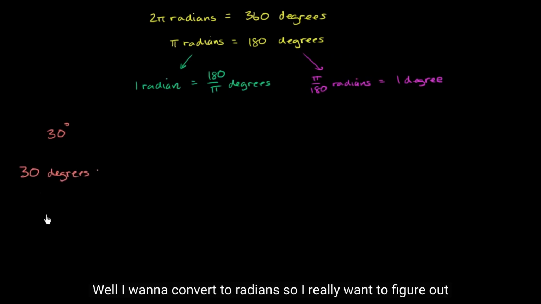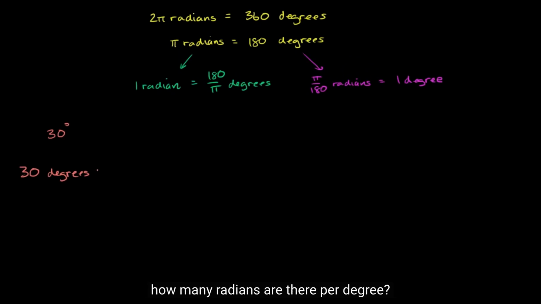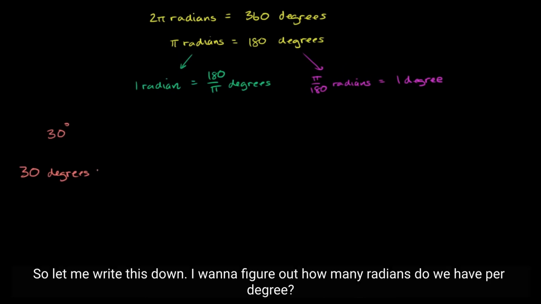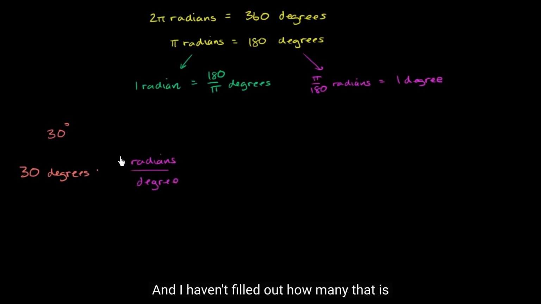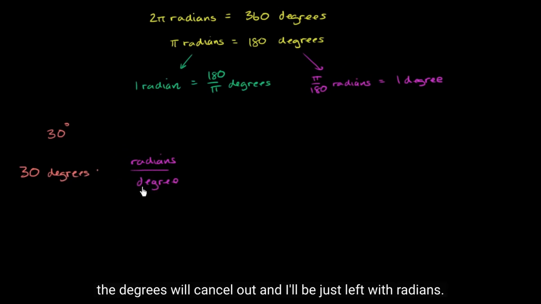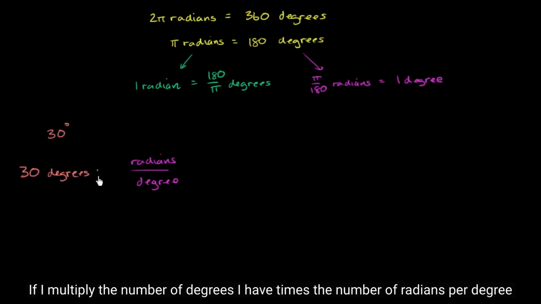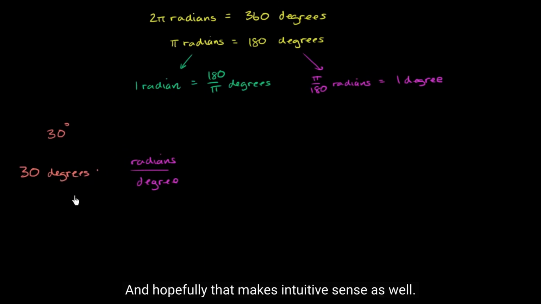And then I say, well, I want to convert to radians. So I really want to figure out how many radians there are per degree. So let me write this down. How many radians do we have per degree? I haven't filled out how many that is, but we see just the units will cancel out. If we have degrees times radians per degree, the degrees will cancel out and I'll be left with just radians. If I multiply the number of degrees I have times the number of radians per degree, we're going to get radians. And hopefully that makes intuitive sense as well.